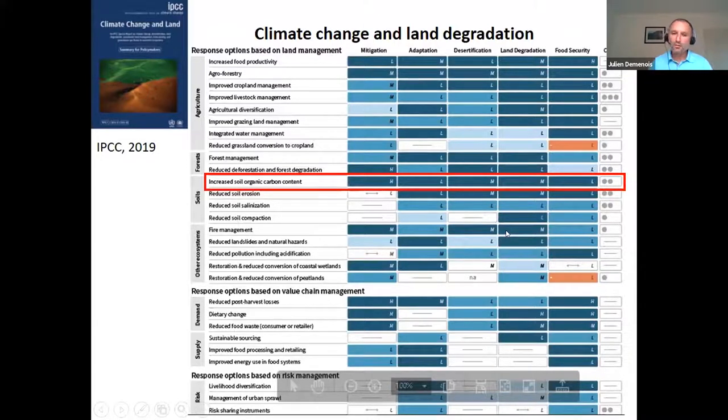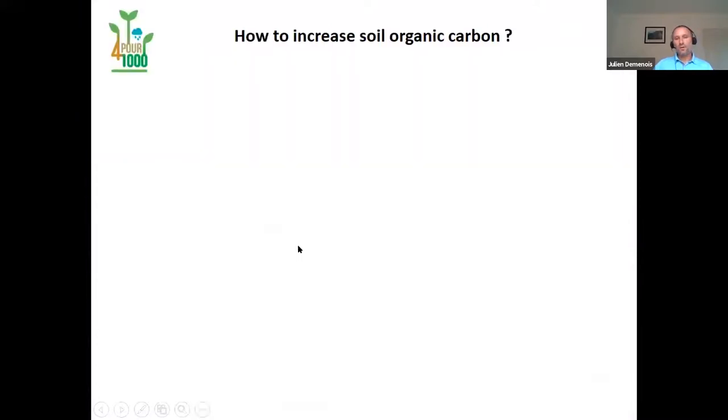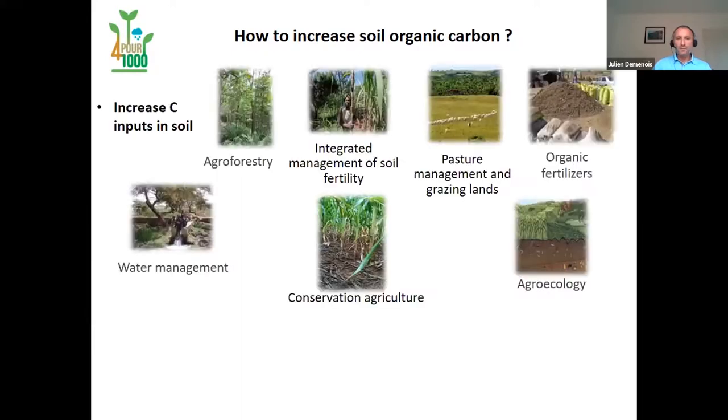So now I would like to focus on this increase of soil organic carbon and see how it is possible to increase it. I would like to remind that this is the core purpose of the 4 per 1000 initiative, which was launched during COP21 in 2015 in Paris. And in fact, there are, let's say, two ways to increase the soil organic carbon.